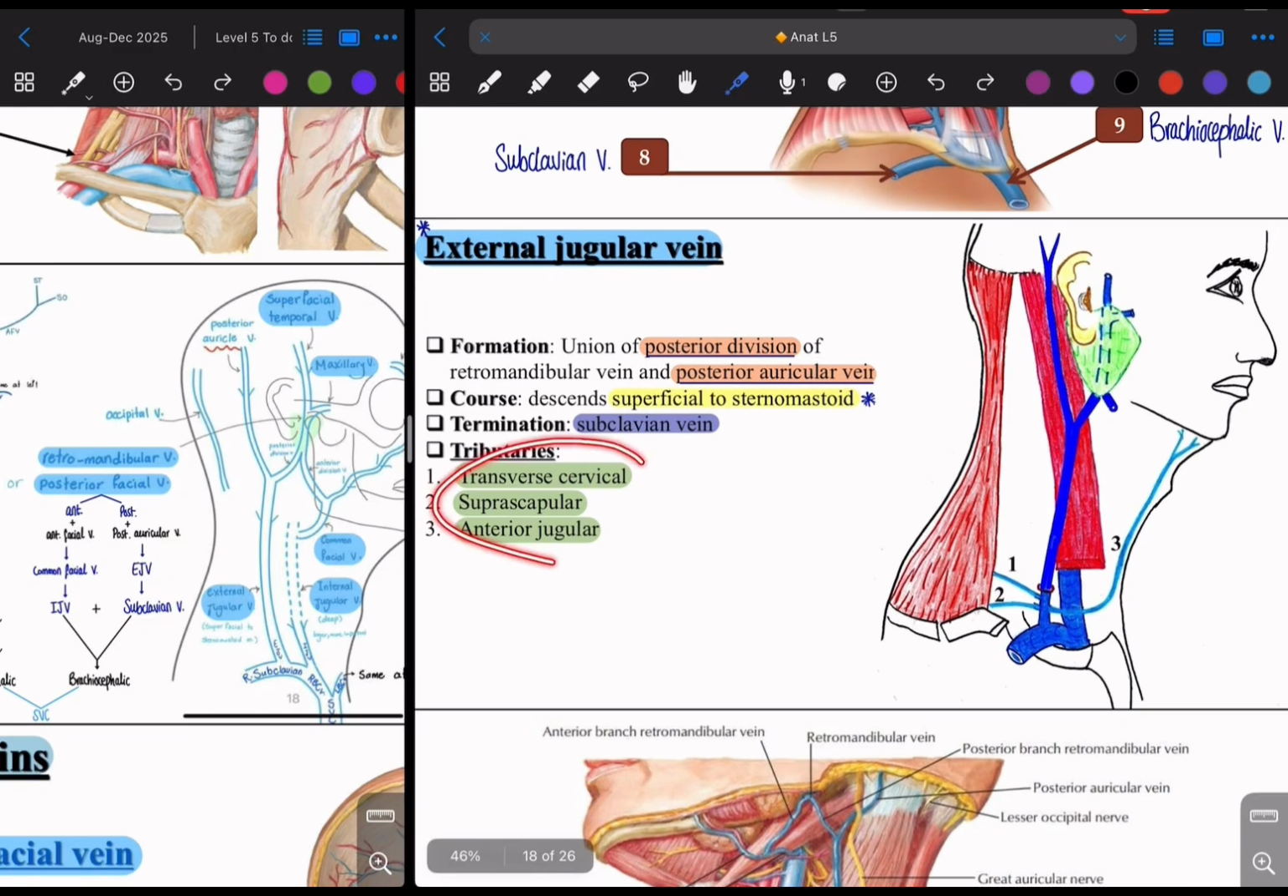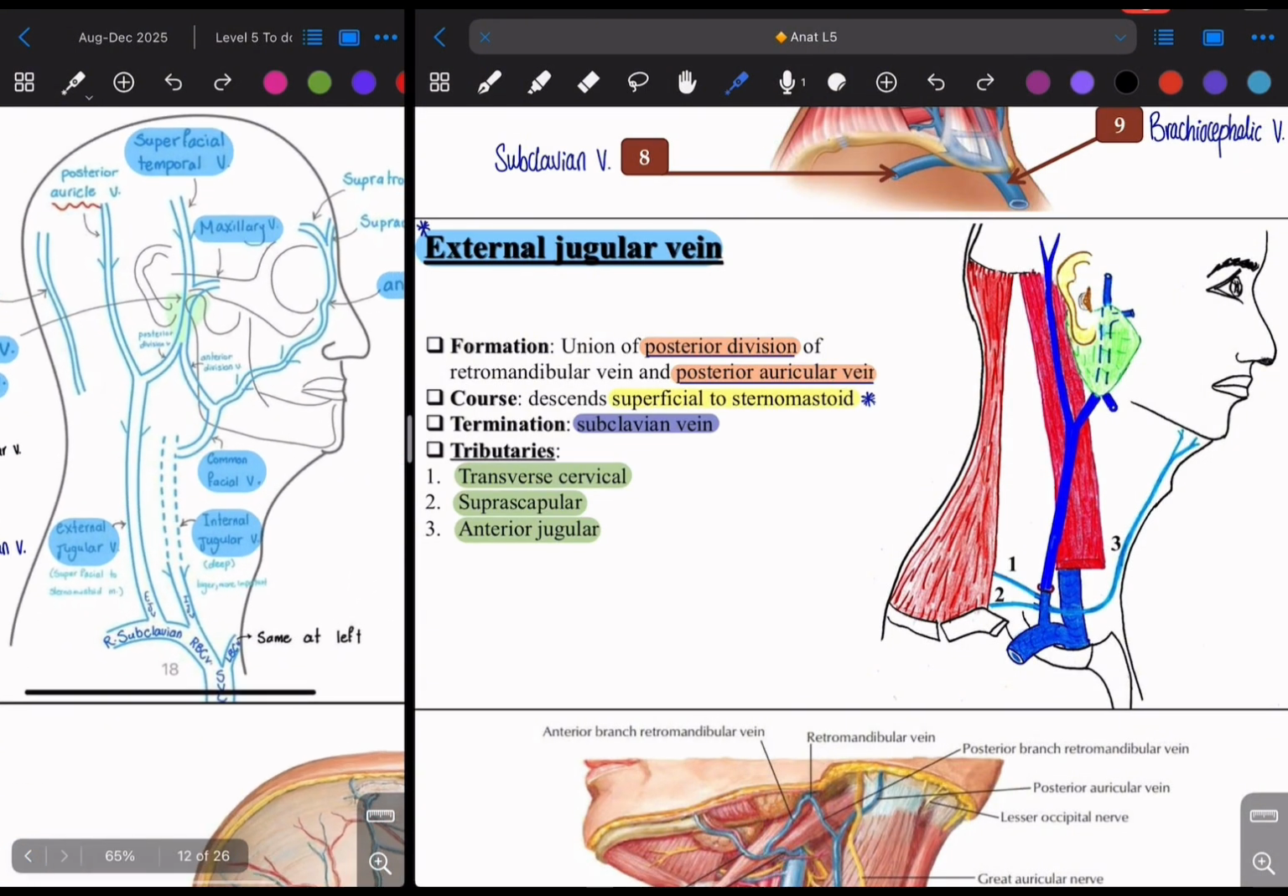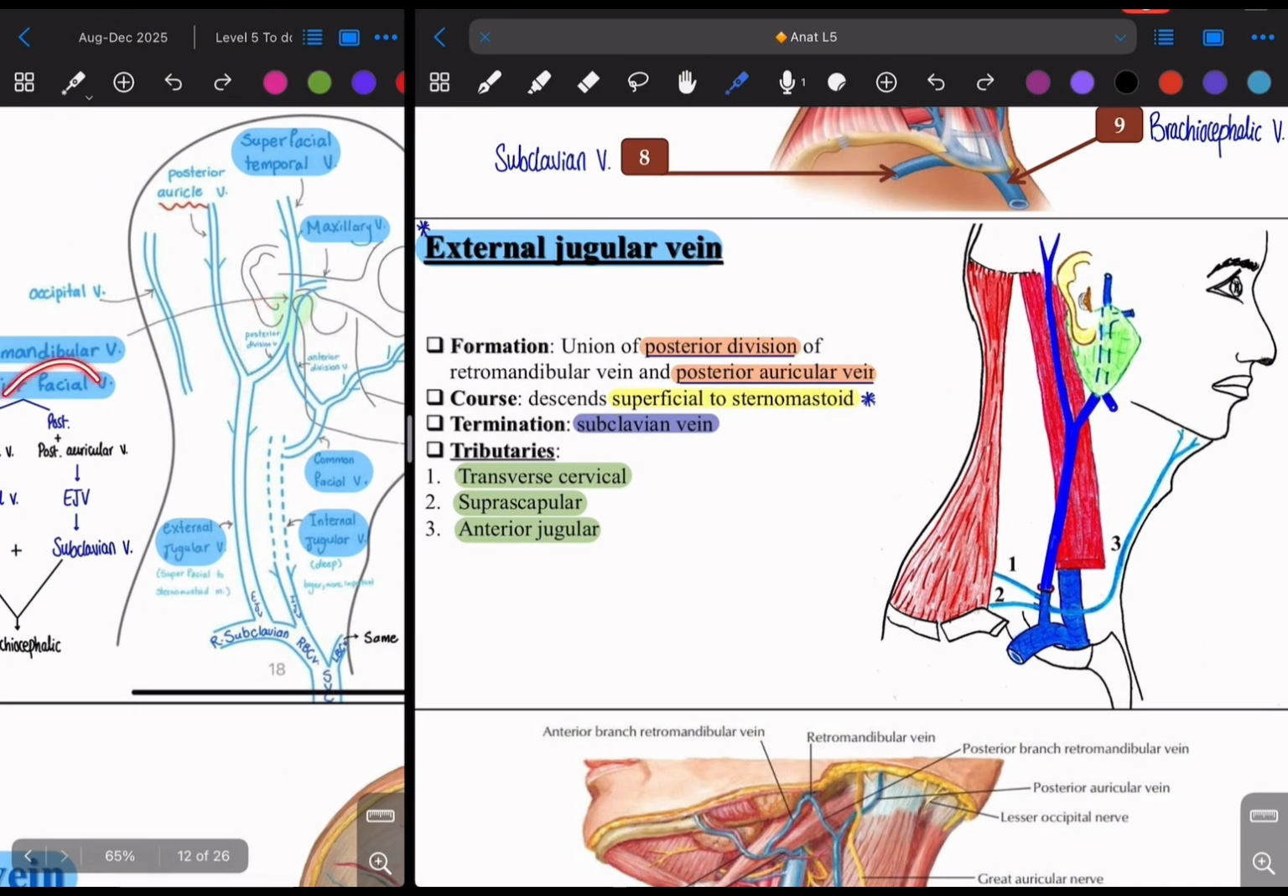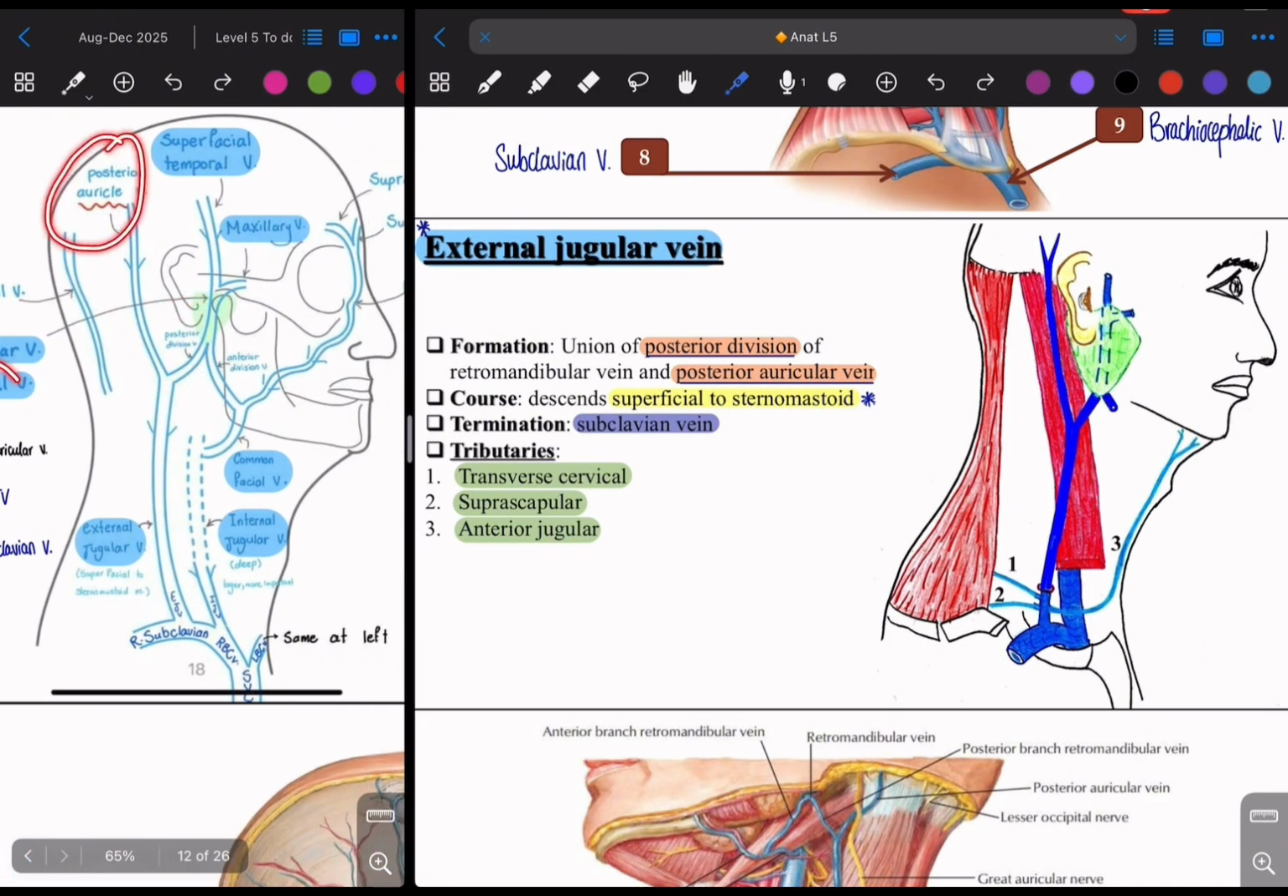But you don't really need to focus on them much, but just know them for information. The external jugular vein, first of all, how is it formed? We just mentioned it a bit earlier. The external jugular vein is formed by the posterior division of the posterior facial vein and the posterior auricular vein. Okay, so this is the formation of the external jugular.